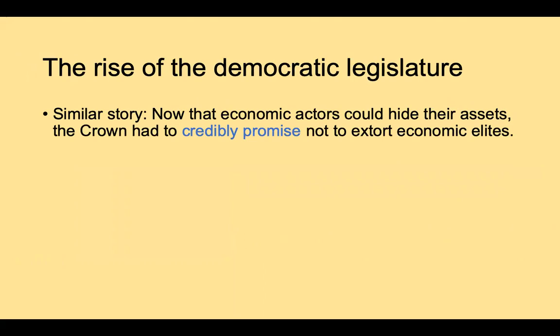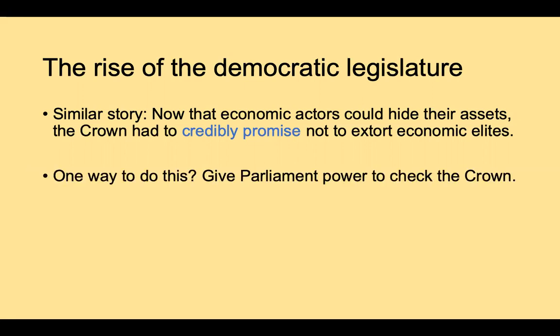Now, there's a similar story that's often given to account for the rise of the democratic legislature in England. And it goes like this. Now that economic actors could hide their assets, the crown had to credibly promise not to extort them. That is, not to take too much of their income or to take their assets. And one way to do this was to give Parliament power to check the crown.